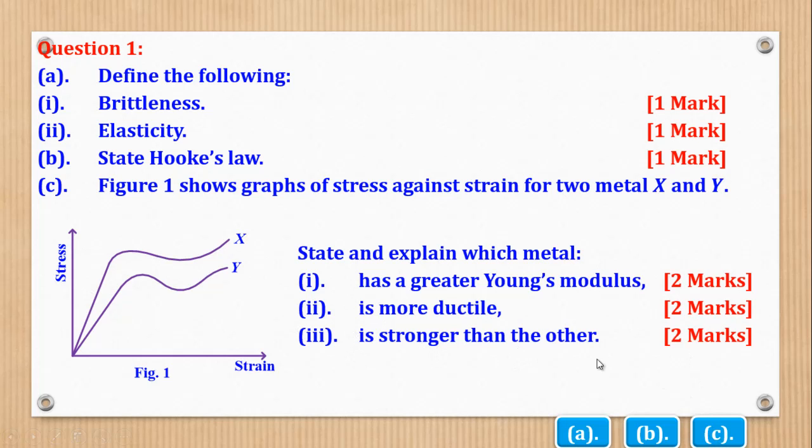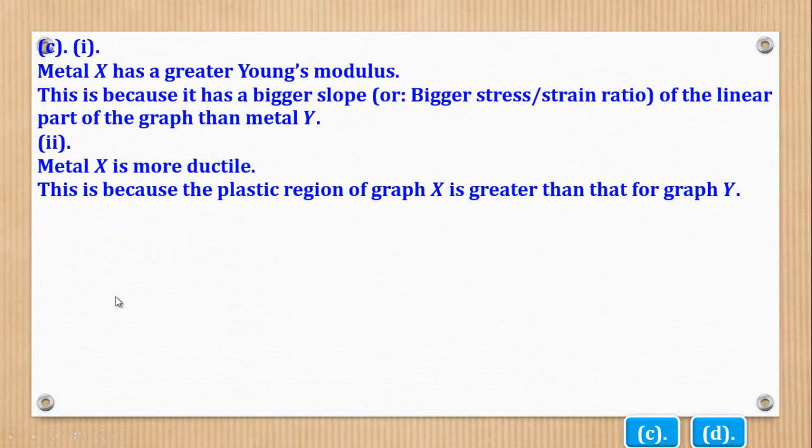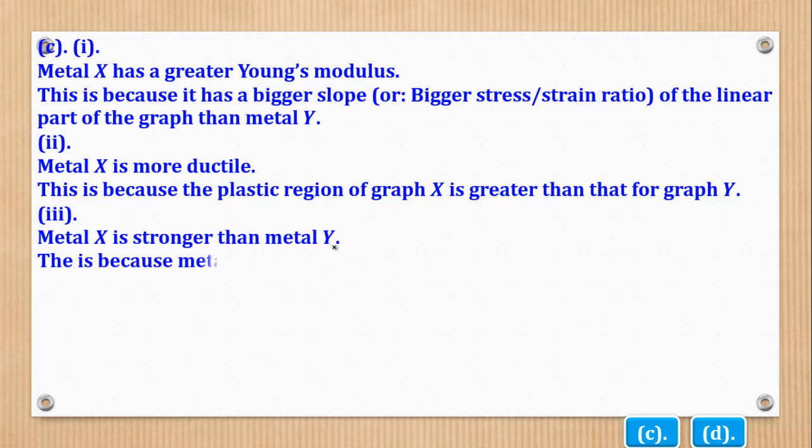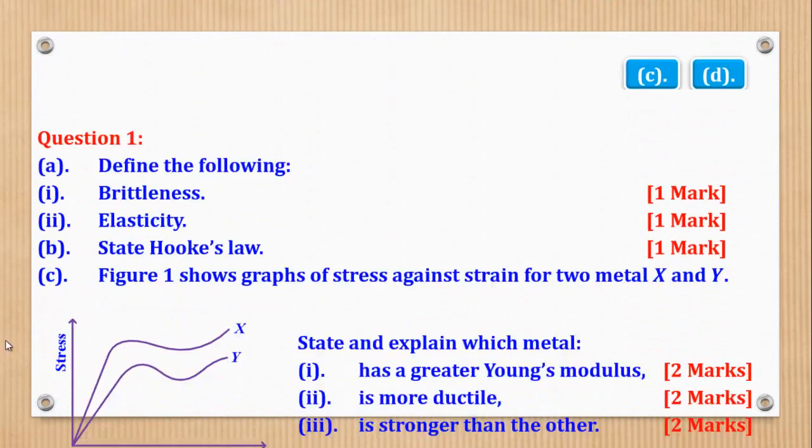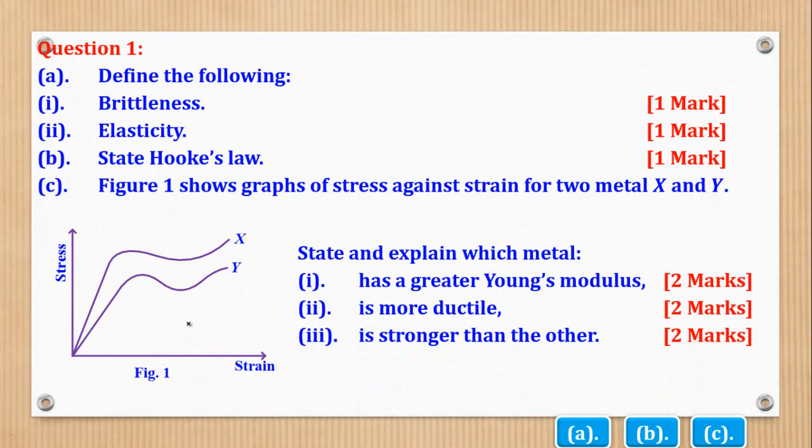Then which metal is stronger than the other? We shall say metal X is stronger than metal Y. And why is it so? It is because metal X can withstand a greater stress before it breaks. Is it true? Let's also analyze that. For this to break, the stress will be here, and for this to break, the stress will be here. So this stress is bigger than this, meaning it is stronger.